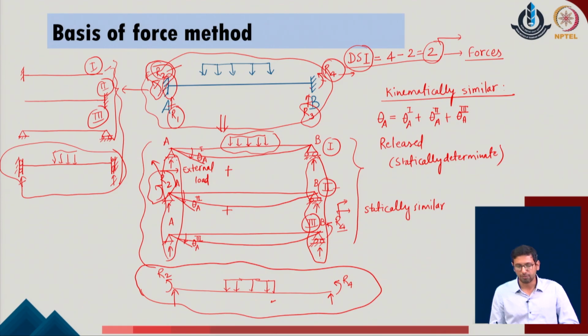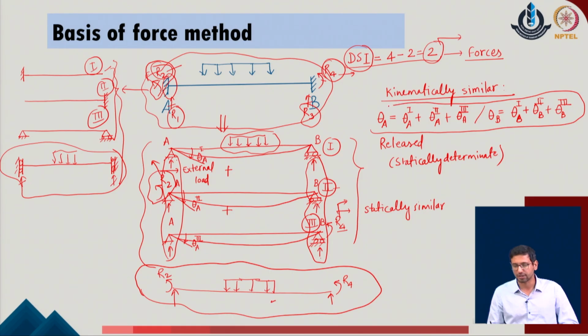As we have considered the same criteria for the joint B, we can write that theta at the point B can be written as theta at point B due to system 1, theta at point B due to system 2, and theta at point B due to system 3. We realize that these are the two conditions which we consider as the conditions of compatibility, because these provide the necessity of the displacement profile which is to be provided in the original problem, similar to the three systems which we are trying to represent as the equivalent system of the original problem.